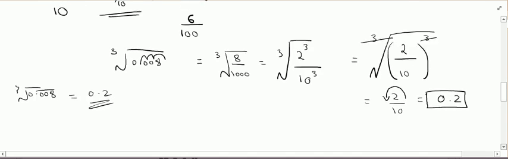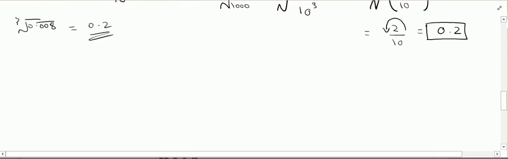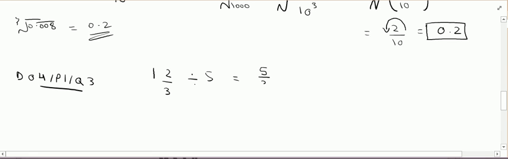Moving on to the next question. The next question of this video is December 2004, paper 1, question number 3. The question says evaluate 1 whole 2 over 3 divided by 5. Since it is 1 whole 2 over 3, 1 times 3 is 3, 3 plus 2 is 5. We can write it as 5 over 3 divided by 5. If I convert divide into multiply, I will write it as 5 over 3 times, instead of divide, multiply, and 5 will become 1 over 5.